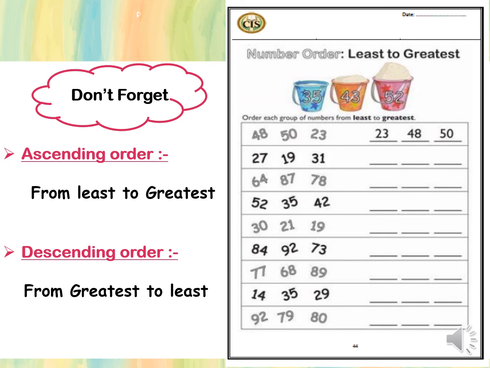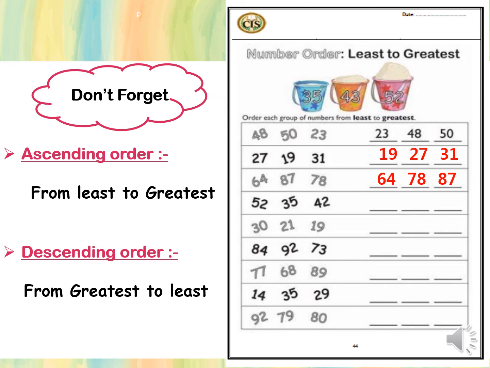Okay, the second one here, we have 27, 19, 31. Look at tens place, we have here 2, 1, 3. So 19, then 27, then 31. The third one here, we have 64, 87, 78. Let's look at tens place, we have here 6, we have here 8, 7. So which number is the smallest? Yes, 64, then 78, then 87.